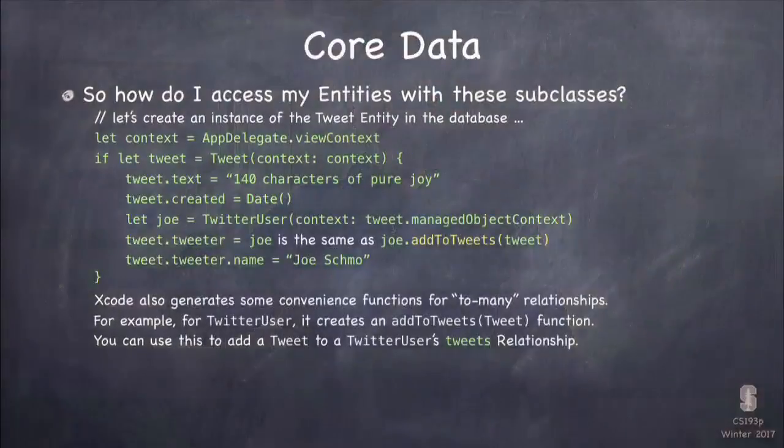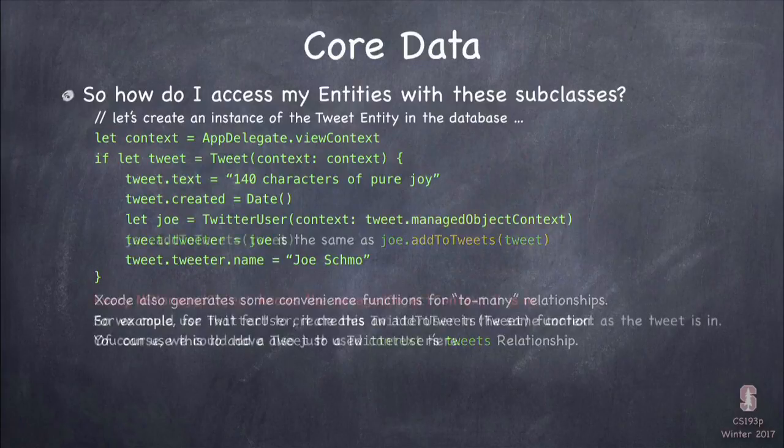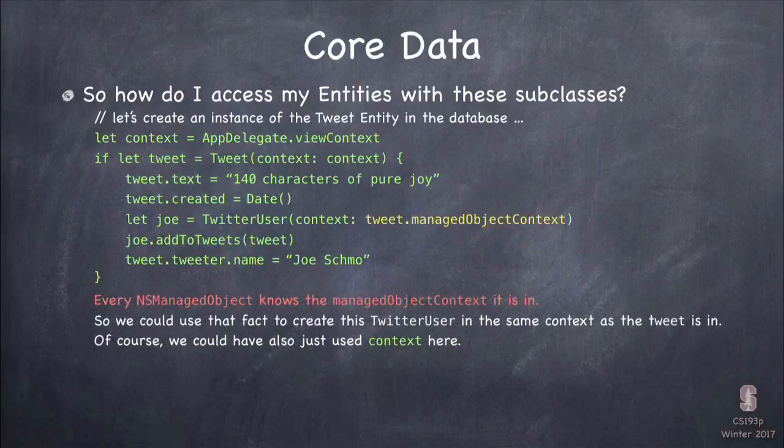Yeah, so that's the same. Saying tweet.tweeter equals Joe is exactly the same as saying Joe.addToTweets(tweet). Remember, addToTweets was one of those convenience functions it created for us over there. Now, notice the argument I used for the context to create the Twitter user there.